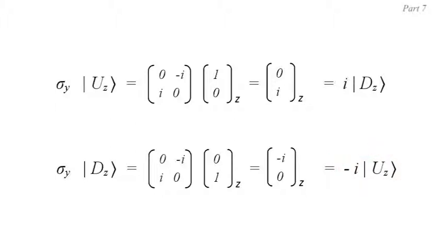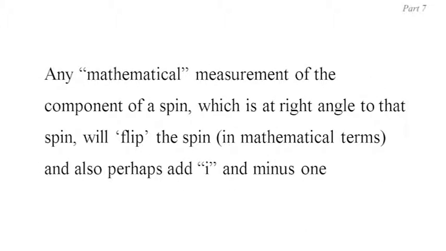So, in a similar way to what sigma x did to the up and down states, you can see here that sigma y has indeed flipped up to down and down to up, but has also thrown in an I here and there. In fact, we can say that any mathematical measurement of the component of a spin which is at right angles to that spin will flip the spin in mathematical terms, and maybe throw in an I or two here and there. I don't mean real physical measurements with apparatus. I mean making a kind of mathematical measurement using the rules of quantum mechanics.